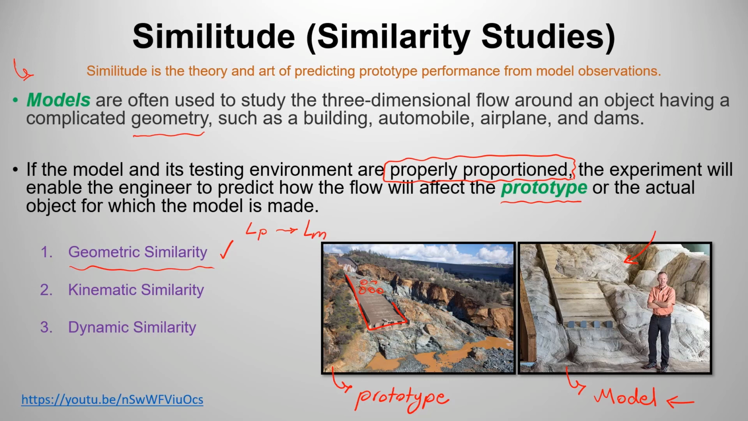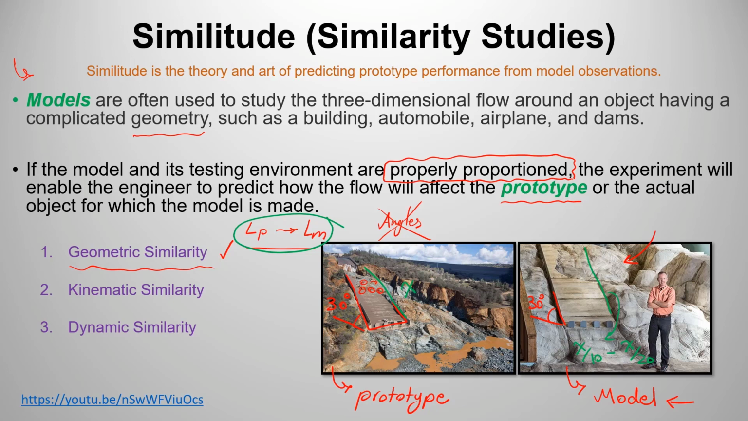And remember that it's only about length. It's not about angles. Meaning that if, for example, this angle over here is 30 degrees, in the lab, this should be 30 degrees as well, right? How about length? If this length is x, this length could be x divided by 10 or x divided by 20, depending on the scale that you want to use, right? So geometric similarity basically means that you need to scale down all the length.